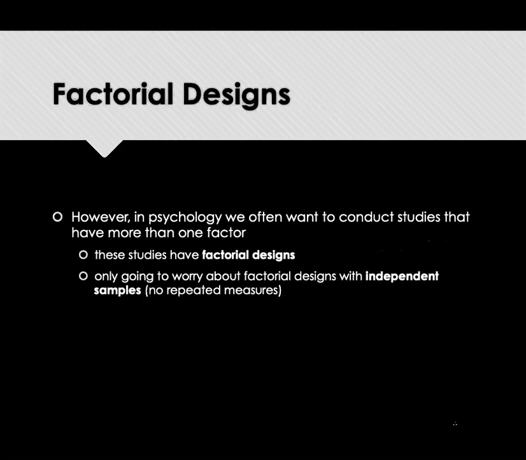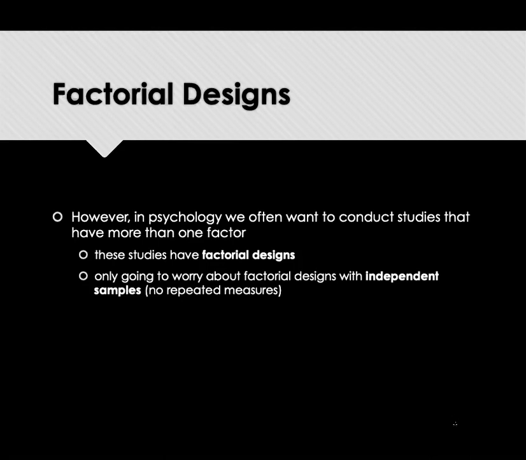The problem with that is that in psychology, we often want to conduct studies that have more than one factor or more than one independent variable. And those types of studies are going to use something called a factorial design. A factorial design is used for an experiment or study that has 2 or more independent variables. We can investigate many independent variables at one time using ANOVA. It's a different kind of ANOVA, but it's still the very same concepts that we've been talking about.